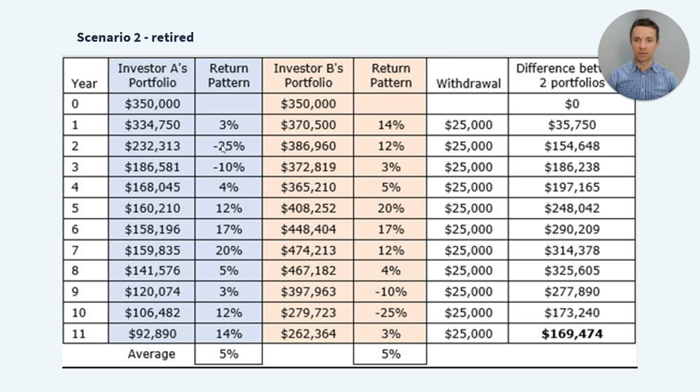So you might see negative 25, negative 10, and the person still needs money to retire on to cover their living costs. They're forced to sell those shares at a discounted rate, locking in those losses. So that's sequencing risk, getting bad returns at the start of your retirement journey.